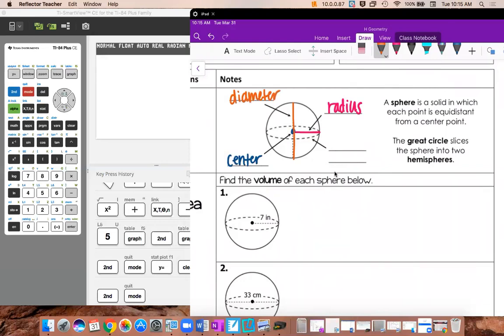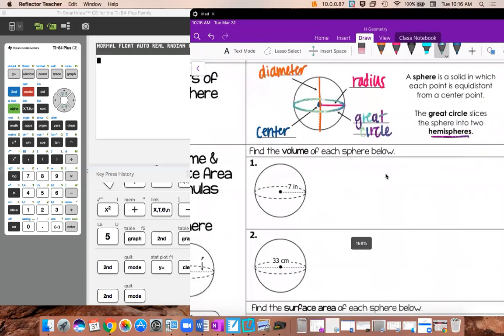And then the only weird one that we have is this thing called the great circle. This circle that goes around the edge of the sphere cuts the sphere into two hemispheres, which is basically two halves, and is called the great circle. So that's the circle that goes around the edge and it splits this sphere perfectly into two equal halves, two equal pieces, and then we call half of a sphere a hemisphere, okay?